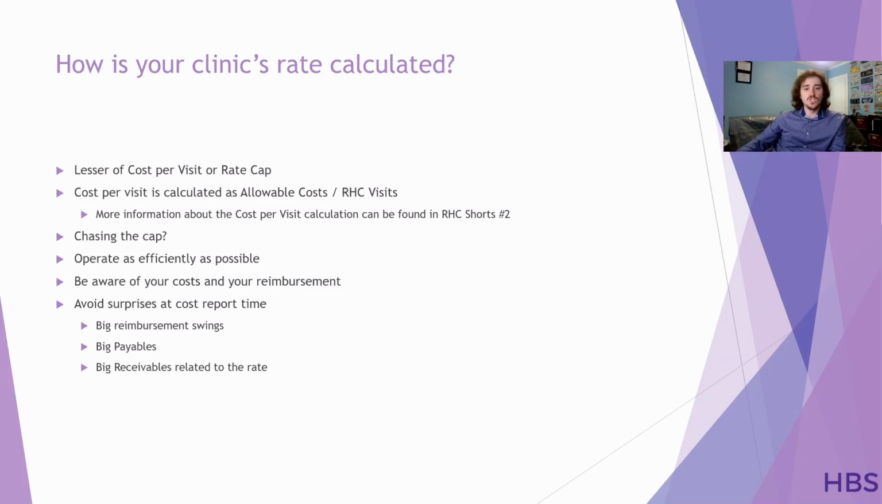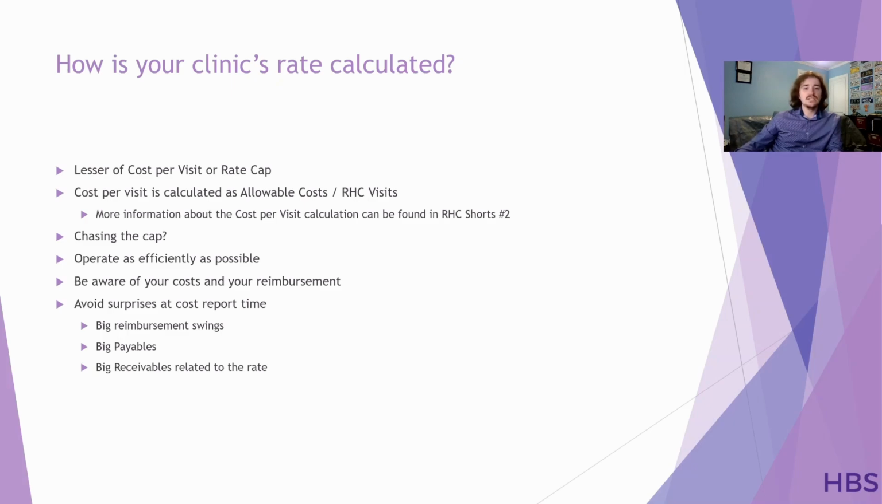One thing that I'll mention is that once people realize that their reimbursement rate is the lesser of these two numbers, the first thought is, okay, so how can I keep up with the rate cap in order to keep reimbursement as high as possible? I'll go ahead and say that's not really the mindset to take into this because there's a fundamental problem with it. This is what we refer to as chasing the cap, because you have to continually try to spend more and more money every year in order to justify as high of a cost per visit as you can get.